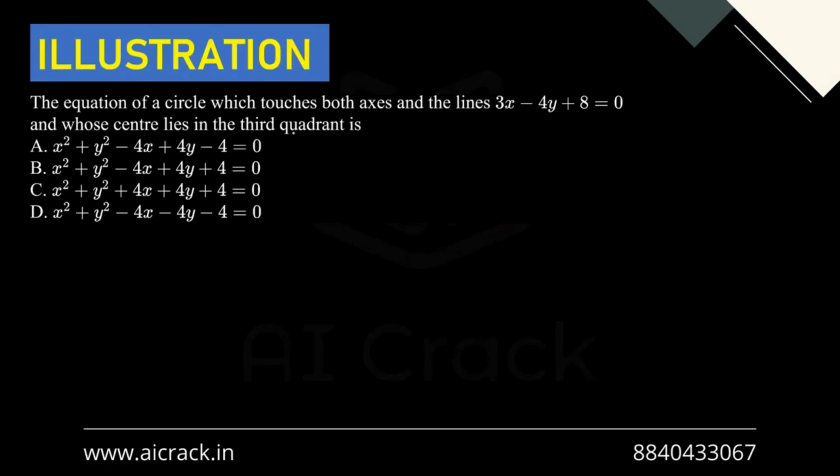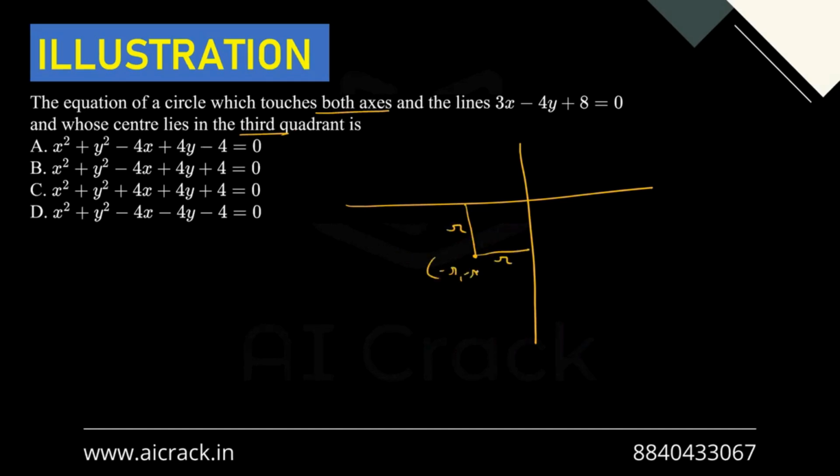The equation of a circle which touches both axes and the line 3x minus 4y plus 8 equals 0, and whose center lies in the third quadrant, is. So we have this coordinate axis, and since it has explicitly mentioned third quadrant over here, and it's also touching both the axes, we have this radius r over here, right? And this coordinate would be minus r comma minus r, because r is always positive, it's a length. So since this is in the third quadrant, we have to consider minus r and minus r over here. And this is how our circle looks like.